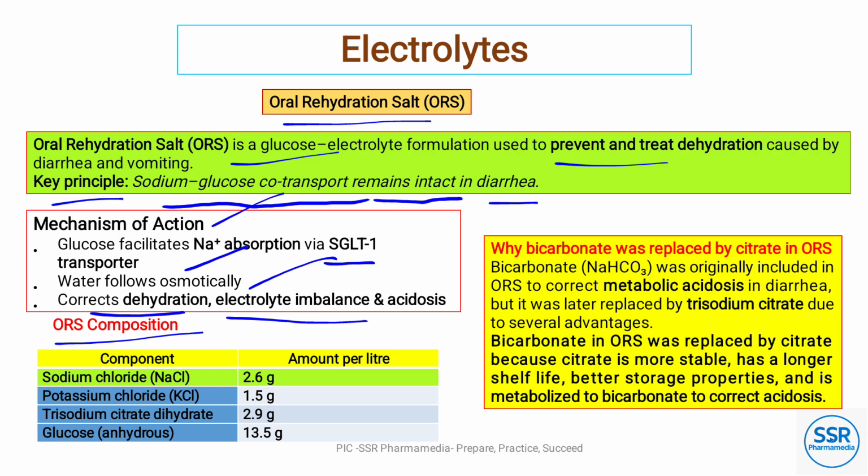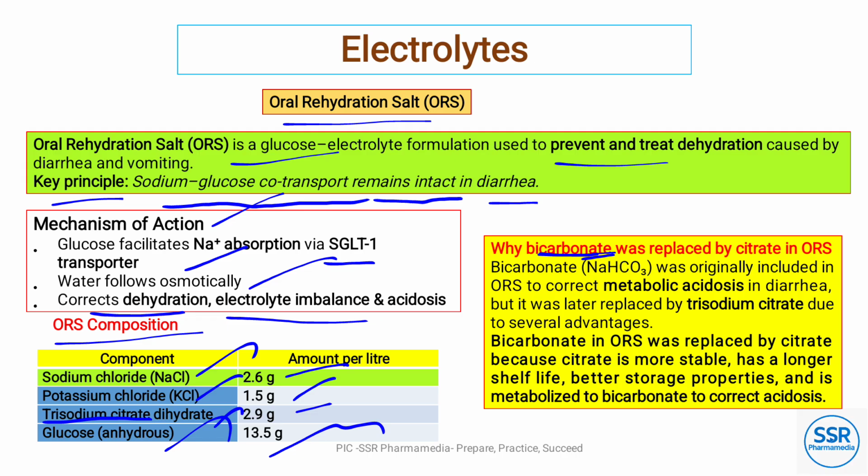ORS composition mainly contains sodium chloride, potassium chloride, and trisodium citrate, glucose. These are the amounts present in each packet. Glucose is 13.3 gram, anhydrous in nature. Previous formulations contained sodium bicarbonate instead of sodium citrate, so it was later replaced.